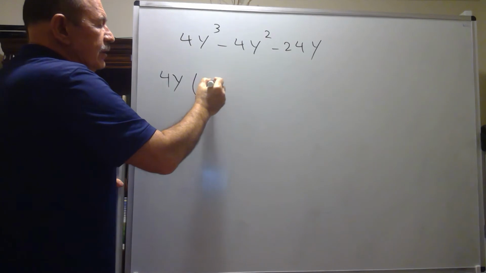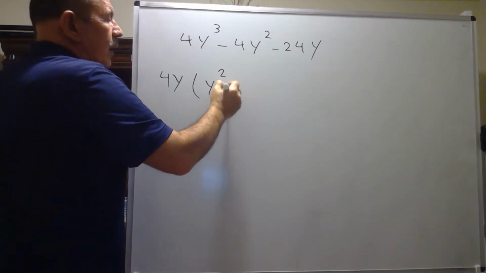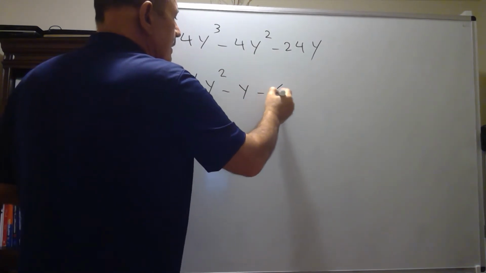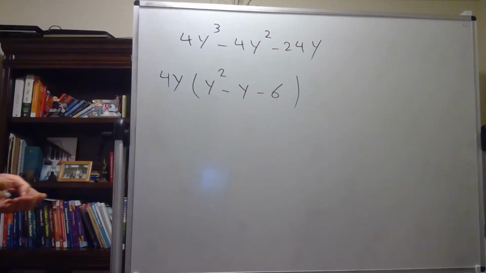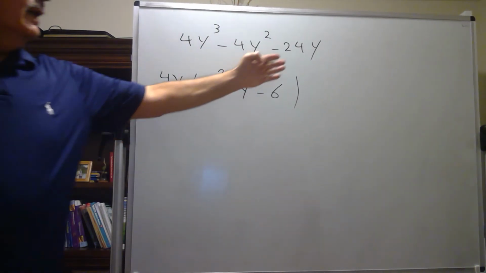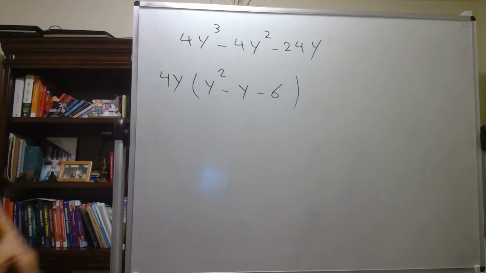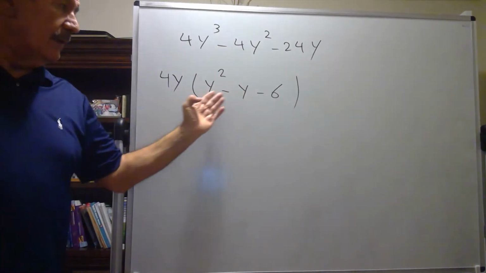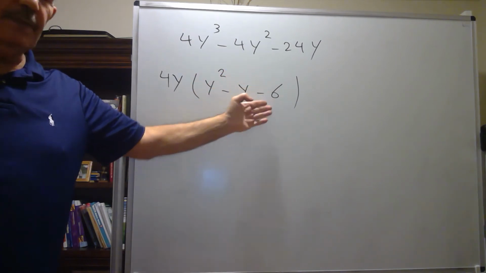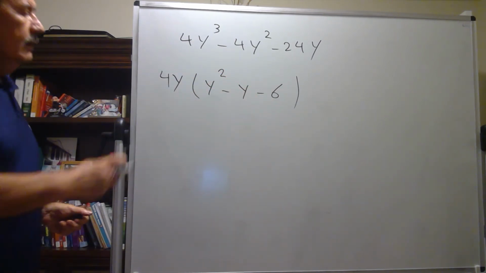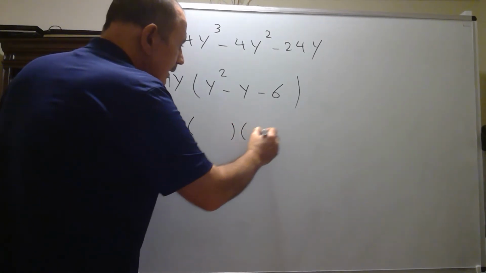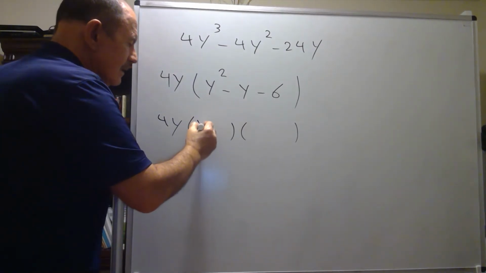Then it's going to be y squared minus y minus 6. Okay? It's y squared, y, and this one is going to be 6. Now it is in the format that we need: x squared plus bx plus c. Now write this 4y, then open two brackets. The first term is going to be y.